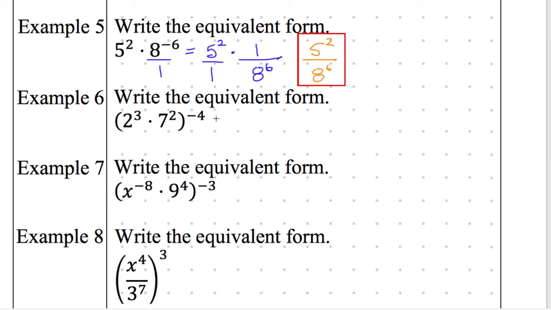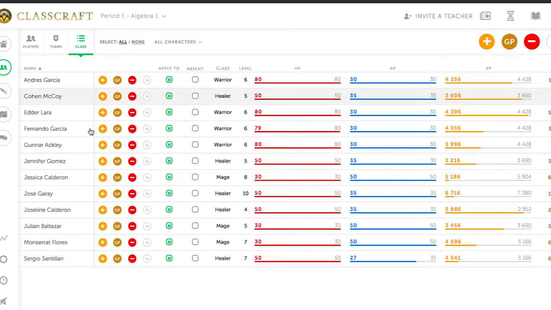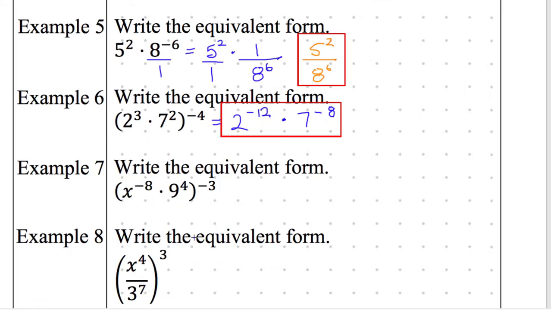So 2 to the -12 times 7 to the -14. Ooh, careful. 7 to the negative 8. -8. There it is. Yep, there it is. Final answer, box it. Yeah, we just distribute that -4. -4 times 3 is a -12. -4 times 2 is a -8.